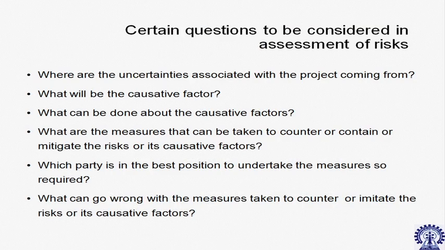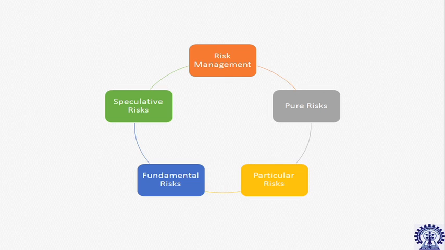Now you also need to talk about what can go wrong with the measures taken to counter or mitigate the risks. So you need to have a plan B. If you find that plan A is not working in mitigating or balancing the risks, then you need to have a plan B through which you can mitigate the risks, or control the situation if it goes beyond the circumstances.